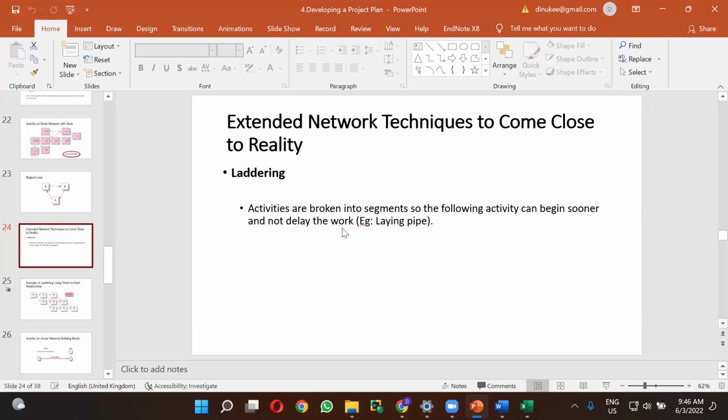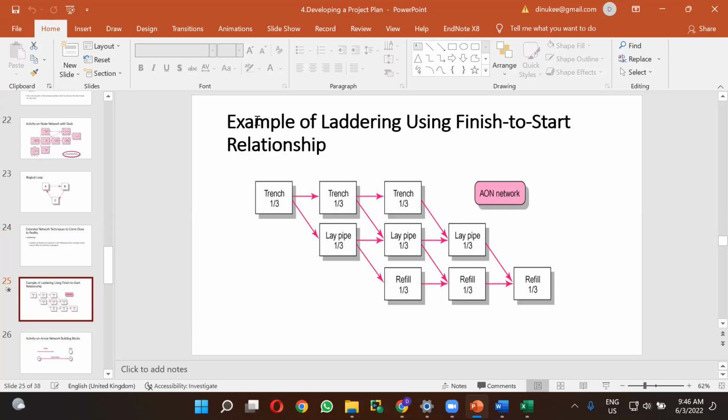So we are just putting the activities into segments, and we are not going to delay any of these activities, and we want to begin each activity as soon as possible, right? That is called laddering. Example of laddering using finish to start relationship.